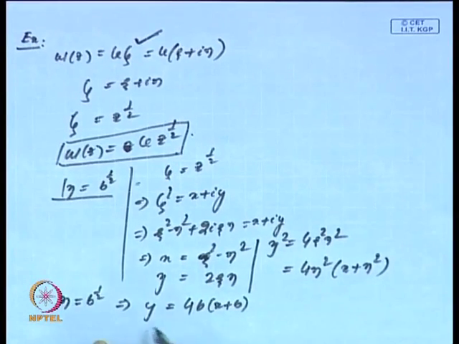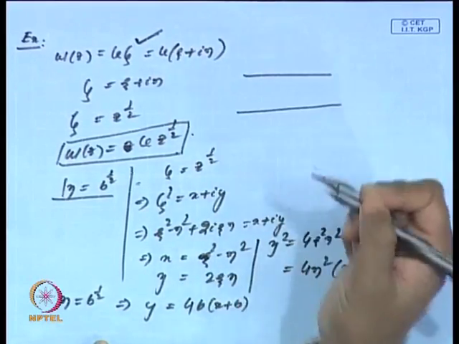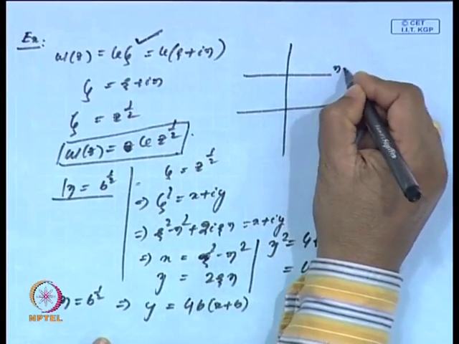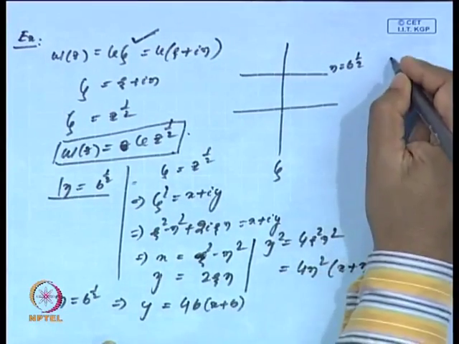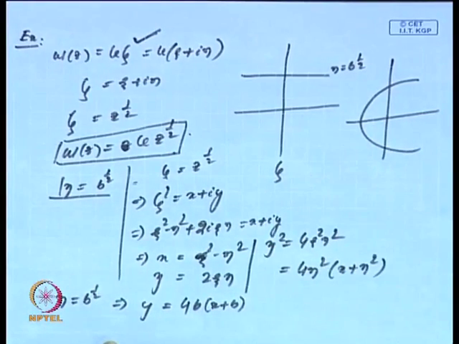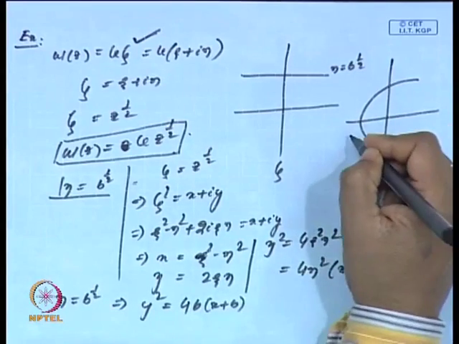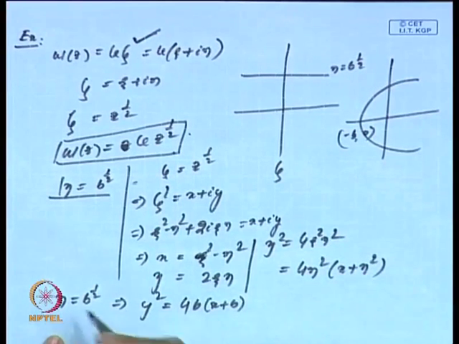So, that means I have eta is equal to b to the power half, it is a line. If this is the line eta is equal to b to the power half in the zeta plane, then in the xy plane, that will represent a parabola, and this parabola is y square is 4 b into x plus b. So, here minus b comma 0.